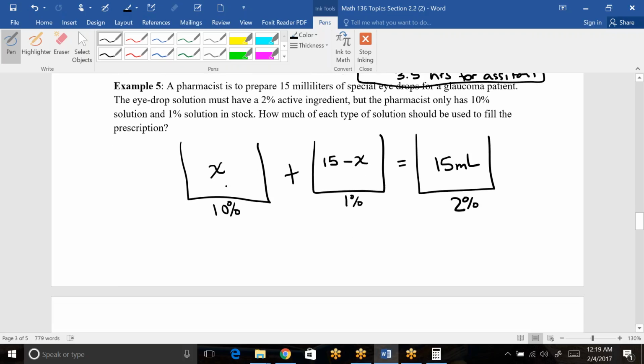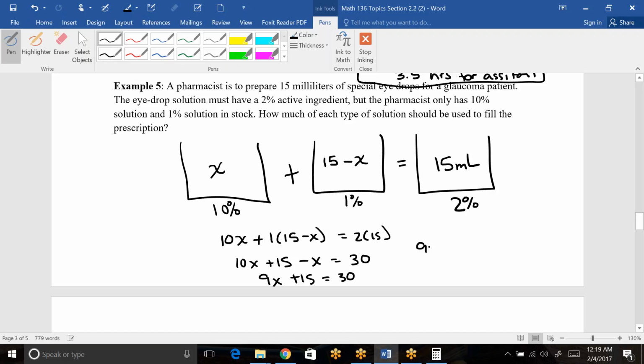And then all we need to do to set this up is multiply each percent times its bucket amount and then solve for X. Now, you could change all these to decimals. That's not necessary since every single term has a percent. So 10 times X plus 1 times 15 minus X equals 2 times 15. That's 10X plus 15 minus X equals 30. 9X if I combine my like terms, and that would equal 30. And then I get 9X equals 15 if I subtract the 15 over to the right side and divide by 9.